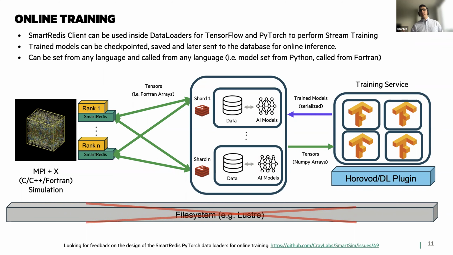It could be a third application. It could be the original data streaming application, what have you. And in this way, you can do a full online training loop. And once again, the model can be written in Python and set from Python, but then called from Fortran or C or C++ or vice versa. There's really no difference between the clients in that way. Last thing to mention is we're also looking for feedback on the design of the data loaders. So if you have a second, you should check those out.